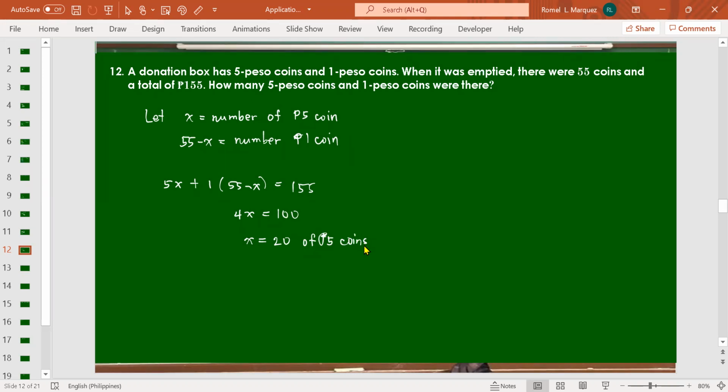Sir, 25 po. 25 ba? Mali ako. Oo nga. 25. Thank you. What about number of 1 peso coin? 30, no? And 30 of what? Of 1 peso coin. Yan, 30 of 1. Tama ba guys? 30 times 1 plus 25 times 5. Okay, 155 the total. Next.